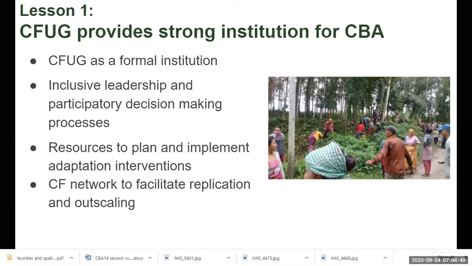And similarly, because of its huge size, the community forestry network facilitates replication and outscaling. I would like to highlight that in Nepal, there are more than 30,000 community forestry groups. There are many different models of community forestry, but all together there are more than 30,000. So it provides a huge network to replicate this model or to scale out community-based adaptation.